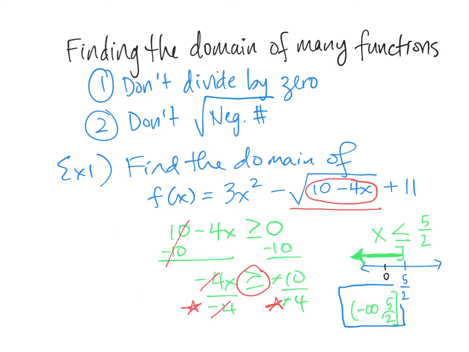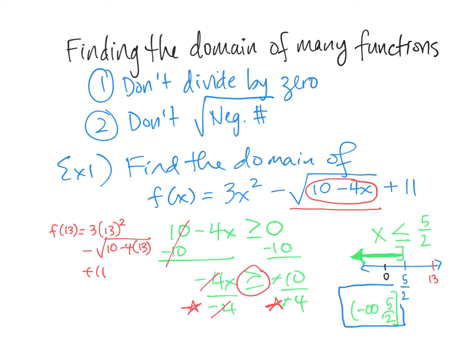On the other hand, what would happen if I tried to evaluate this function for something that wasn't in the domain? So let me pick on something like 13. What happens if I try to evaluate f of 13? So again, over here, scratch work. F of 13 equals 3 times 13 squared minus the square root of 10 minus 4 times 13 plus 11.